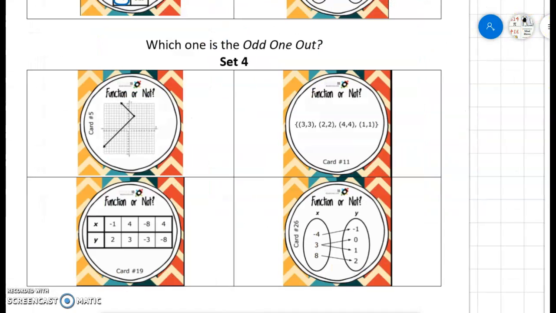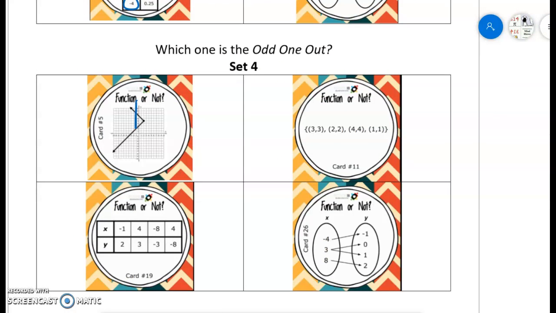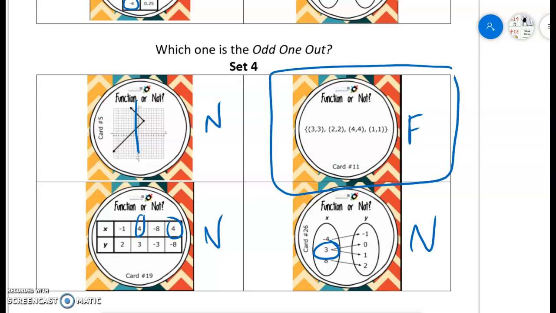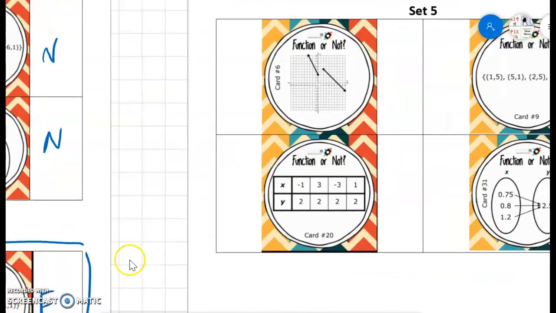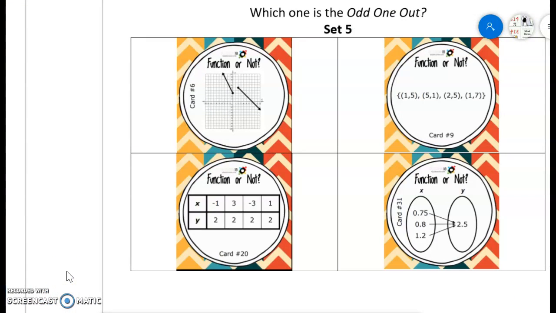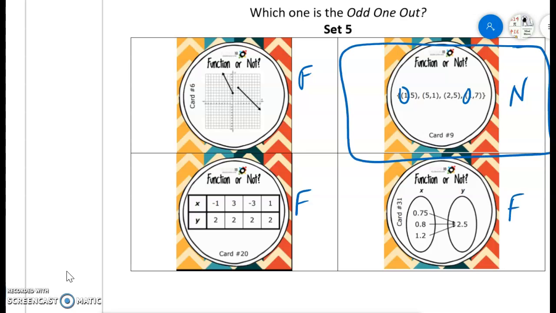When we look at card number 4, not a function, not a function. This one is a function. This one is not a function, so card 11. And then finally, when we look at card 5, this one is a function. This one is a function. We have 2 repeat x's here, so not a function. And this one is a function, so card 9. So those were your answers for day 1.